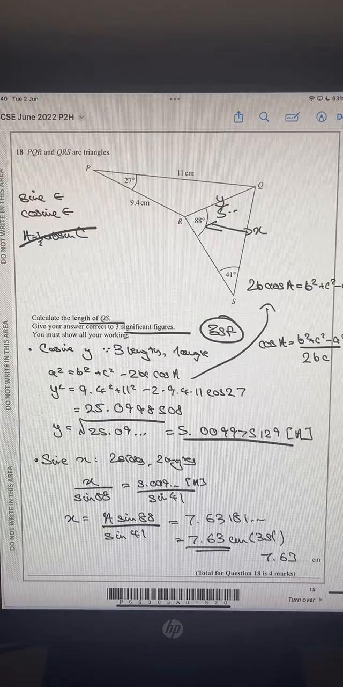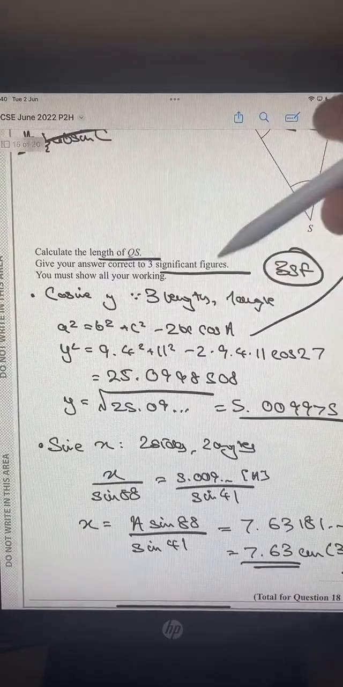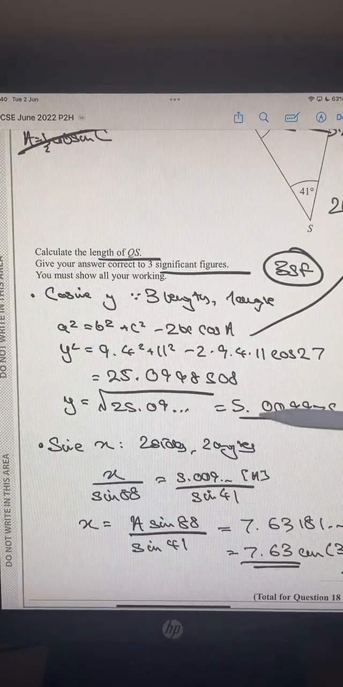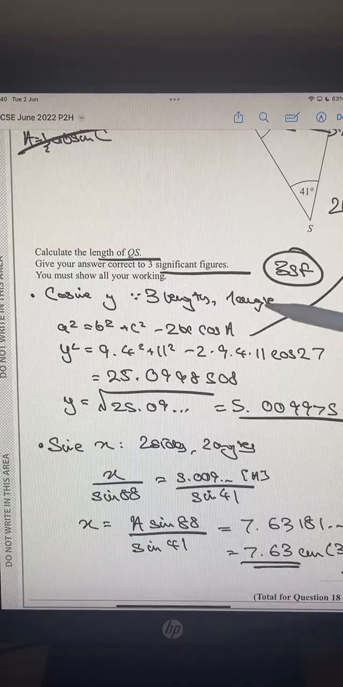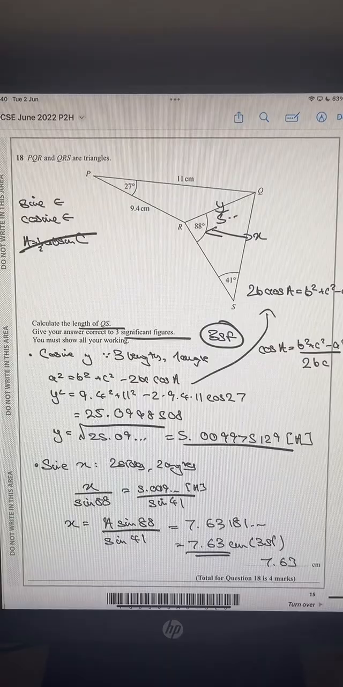Don't worry. How do you know when to use the cosine rule and sine rule? Exactly what I said here. You use the cosine rule if you've got 3 lengths and an angle involved in your question, and you use the sine rule if you've got 2 side lengths and 2 angles involved. That is your giveaway. Know these things. Make a note of that when you have a question like this. And you know you need to use those if you've got a non-right angled triangle. Hopefully that makes sense, everyone.